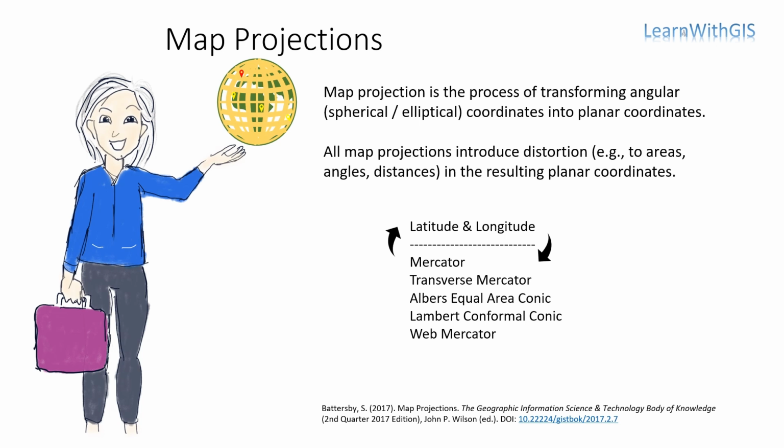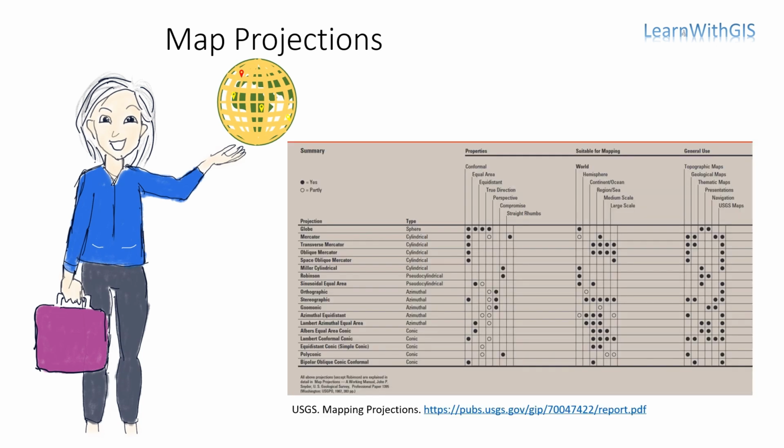Map projection is the process of transforming angular coordinates into planar coordinates. All map projections introduce distortion in the resulting planar coordinates. So it is important to consider the appropriate projection. To help, see the summary provided in this table by the USGS. That is all for now about coordinates and projections.